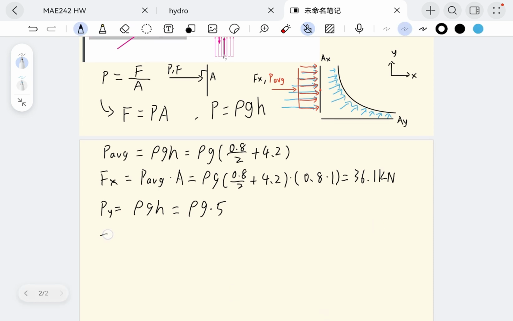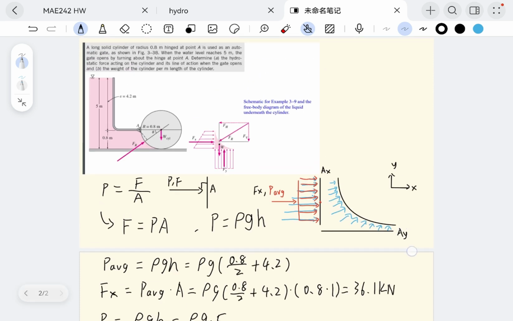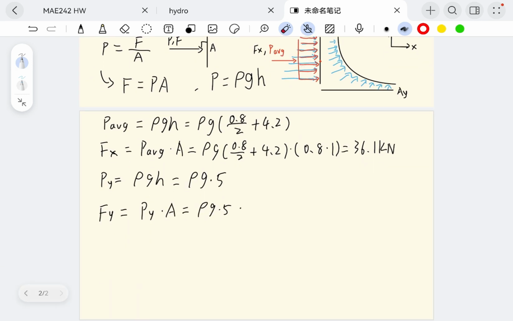Still, we're looking for forces. Let's call it Fy would equal to Py, the pressure times area again. So rho g times 5, that's our pressure, times area. The area right here is 0.8. It's the same as the radius of this circle. 0.8 meters, and it's 1 meter into the page. So 0.8 multiplied by 1, that's our area, and we found 39.2 kilonewtons.